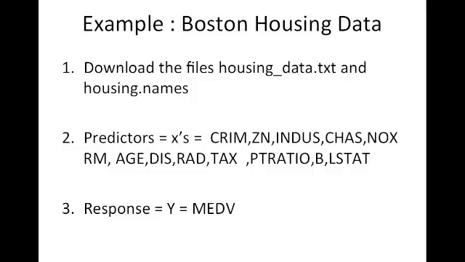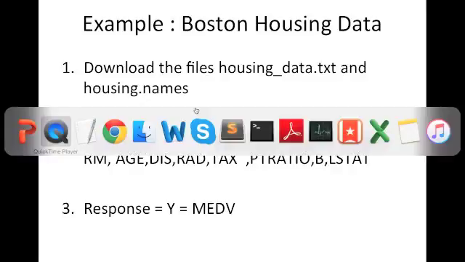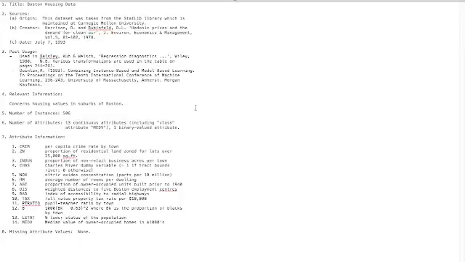Let's look at an example to understand what is a predictor and what is a response. Download the two files housing.data.txt and housing.names. This is the file housing.names. This describes the data set contained in housing_data.txt. This is information for suburbs of Boston and the median housing price. This is the data that we'll be working with. We're trying to predict what will be the housing price in any suburb based on attributes found in the town.